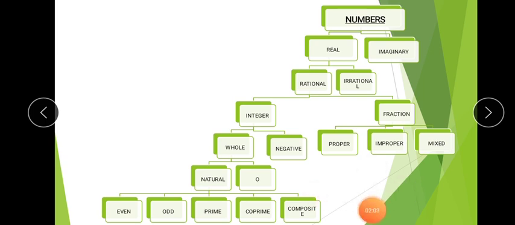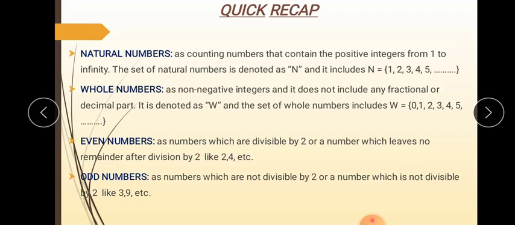So here many of the topics we have already learned in the previous classes. So we are going to have a quick revision of the topics which we have already studied in our previous classes, and then we will go to the main part, that is the real numbers. Let us have a quick recap of the topics which we have already studied in our previous class.